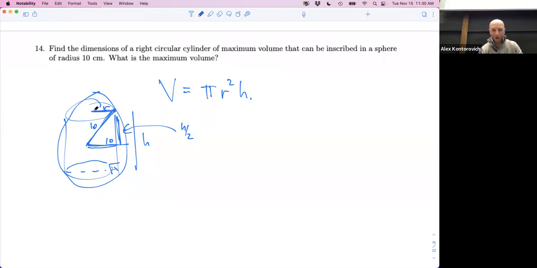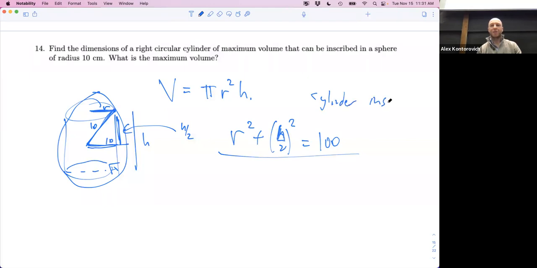Right, and it's also r. So r squared plus h over 2 squared is equal to 100. That's how we're capturing... Does this make sense, Jenny? This is how we're going to capture the fact that it's inscribed. So the fact that the cylinder is inscribed in a sphere implies this relationship between the radius and the height.